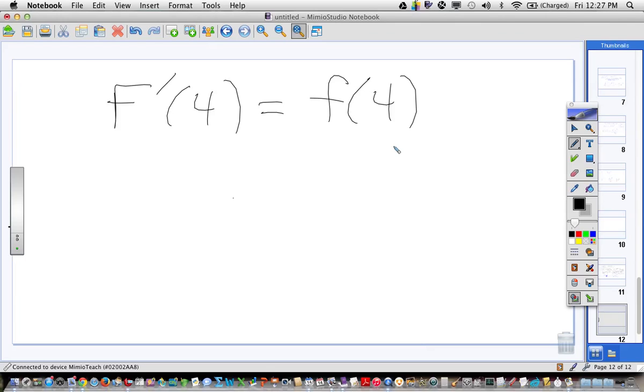And since this is the little f graph right here, then all we need to do is find that y value at 4, and that happens to be 5. And so therefore, the answer to this question is 5. Okay, so let the notation help you. The notation can literally tell you what it is you need to do.